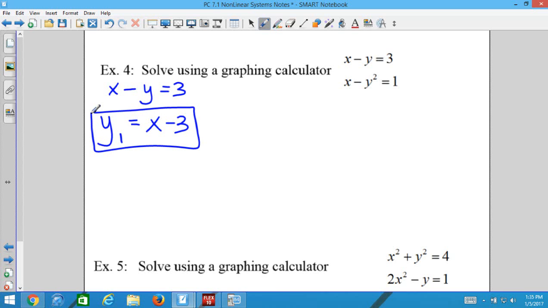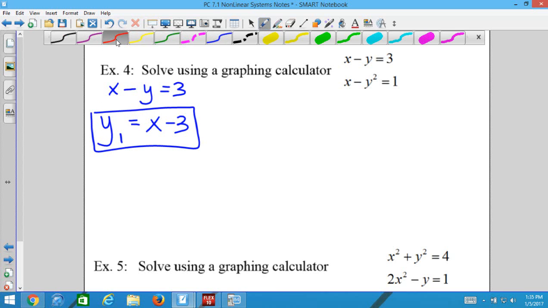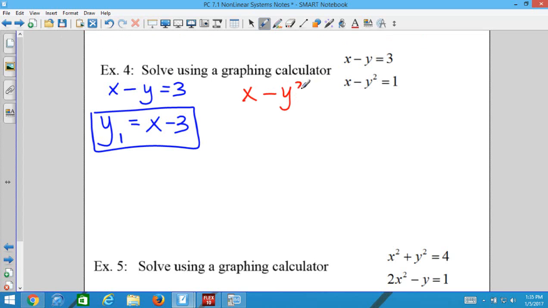I will type it in the calculator in just a moment. My y2, I got my other equation, x minus y squared equals 1. In order to type it in the calculator, it has to say y equals. So what do we do? Well, I'm going to add the y squared, then subtract 1, but you can do it that way too.